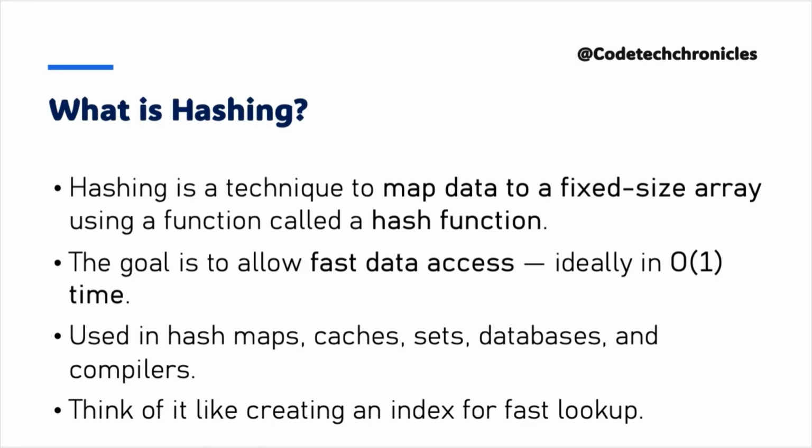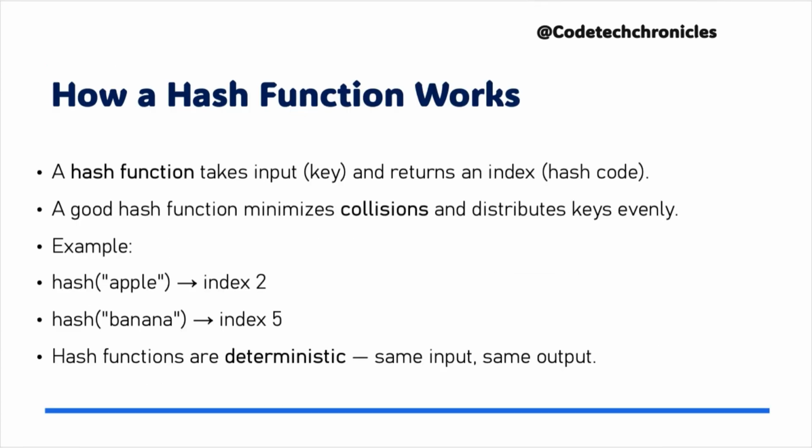What is hashing? Hashing is a method to map data to a fixed size array using something called a hash function. Think of it like a super fast index finder. You give it a key and it tells you exactly where to store or find that key in constant time, O(1) in the best case. You will find hashing behind the scenes in cache, sets, databases, compilers, and much more. It's all about fast data access.